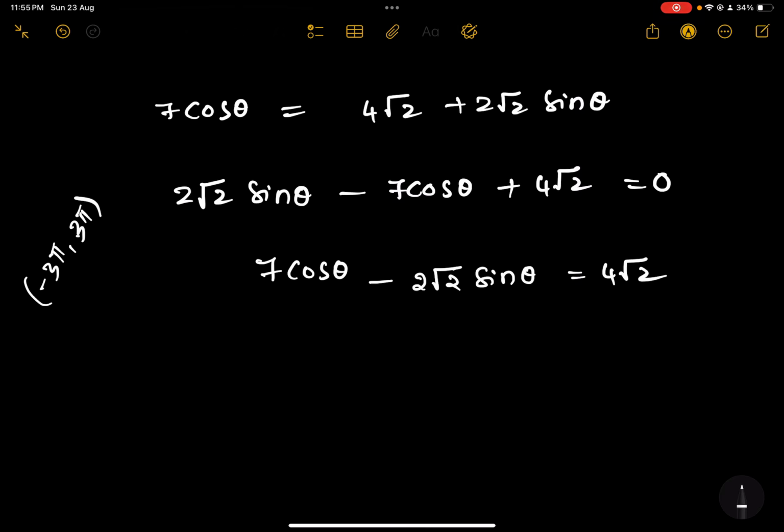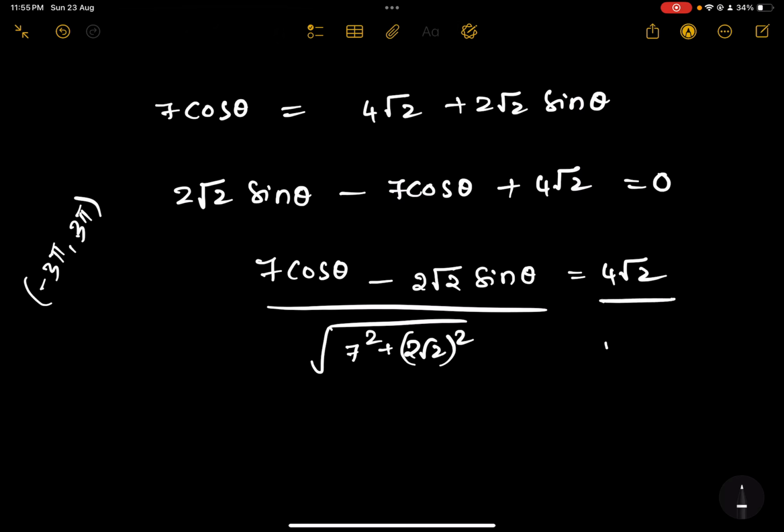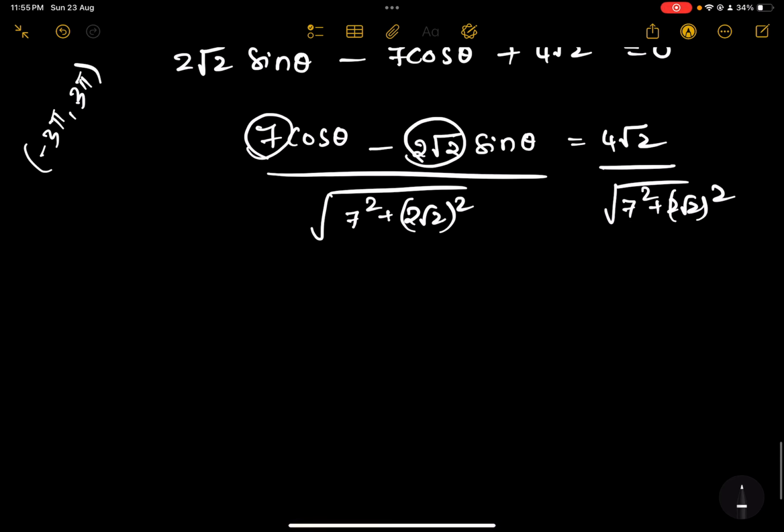So let's divide this equation on both sides by square root of 7 square plus 2 root 2 whole square. So why 7 and 2 root 2? Because we have these coefficients here. This is a very pretty standard technique.